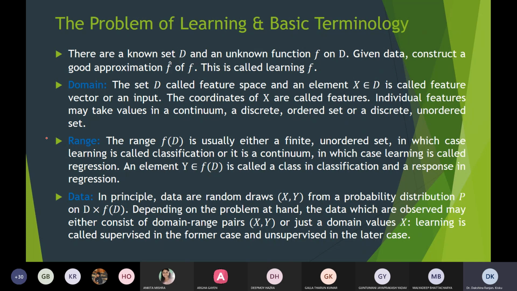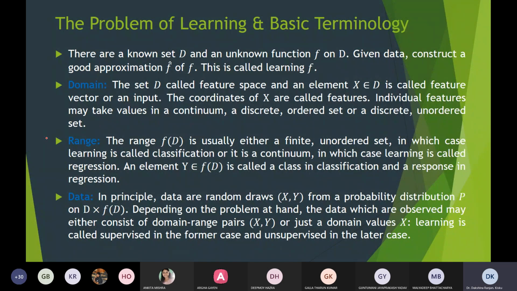Okay. So initially we will have a known data set D, an unknown function which is defined over this data set D, and given this data, we can construct a good approximation f dash of f. So this good approximation is constructed on the unknown function f, which is defined over D. This is called the learning of f. Now regarding this problem of learning, we can study some basic terminologies. These basic terminologies are used in almost all machine learning techniques. Whenever we study the basic machine learning techniques or algorithms, we will see that these basic terminologies are an integrated part of the learning techniques.